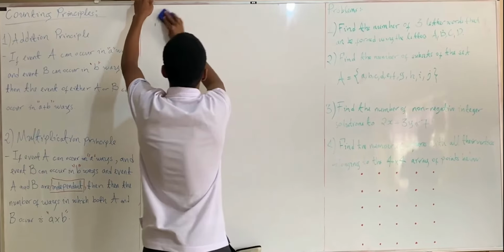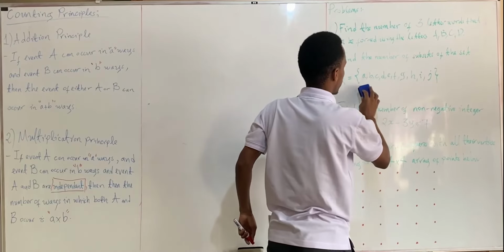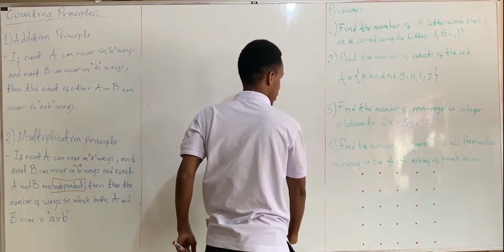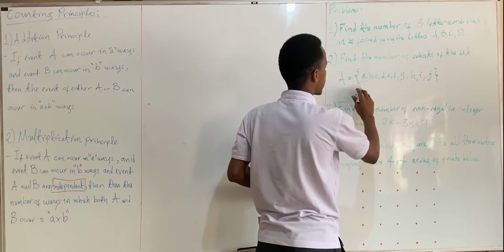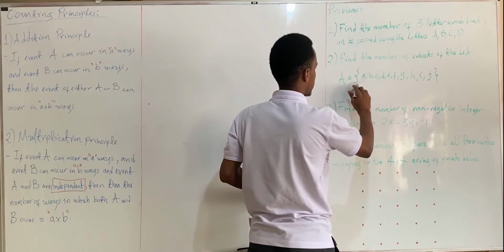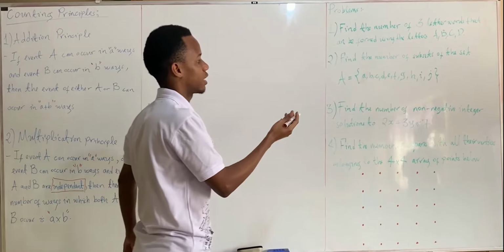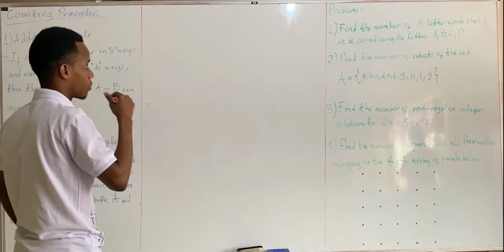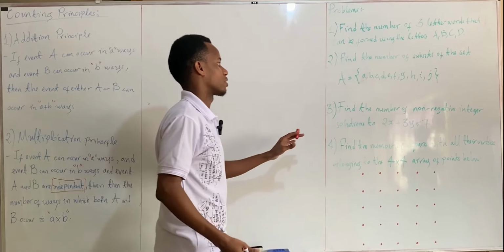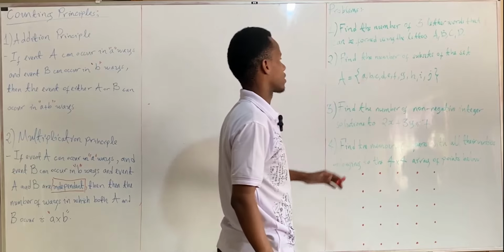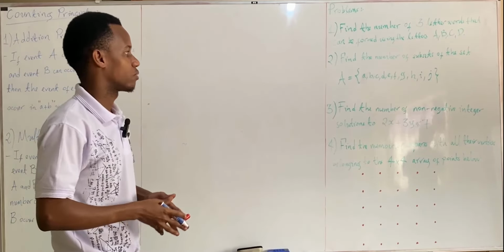For the second problem, it says that we have to find the number of subsets of this set here, set A, which contains 10 letters. The first 10 alphabetical letters: A, B, C, D, E, F, G, H, I, and J. So what do I mean by a subset? A subset of a given set is a set that contains some of the elements of the original set.